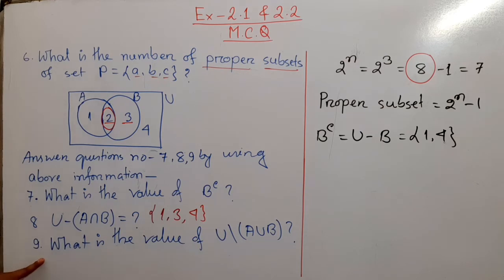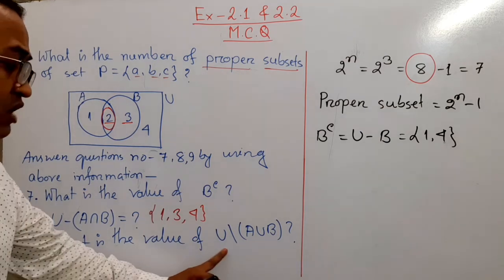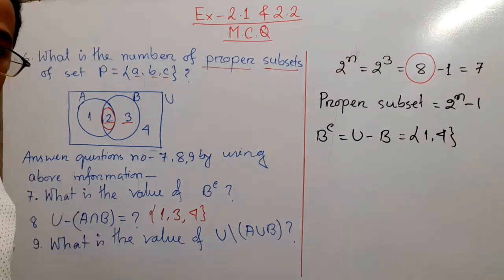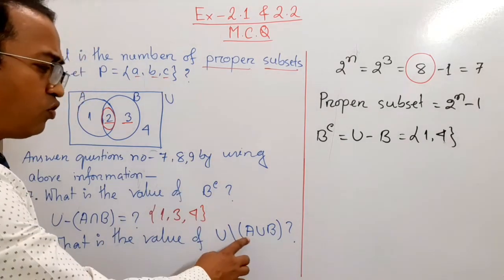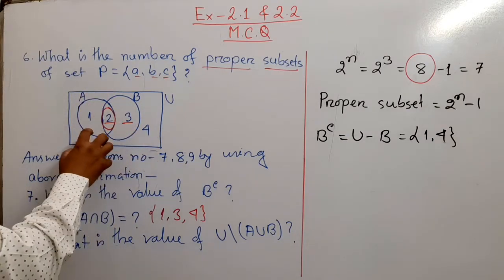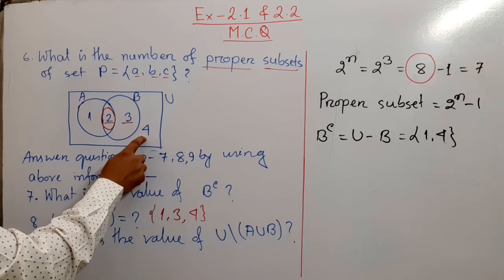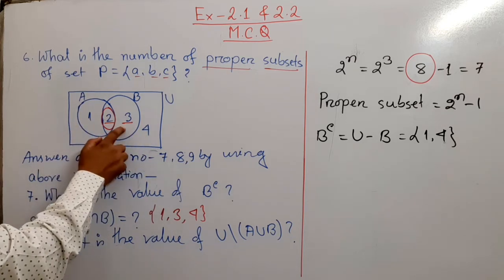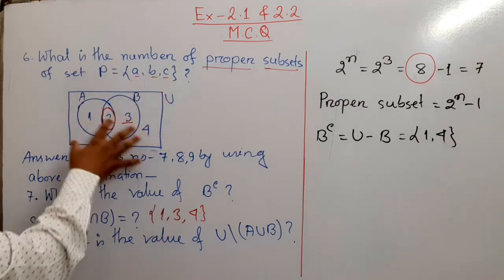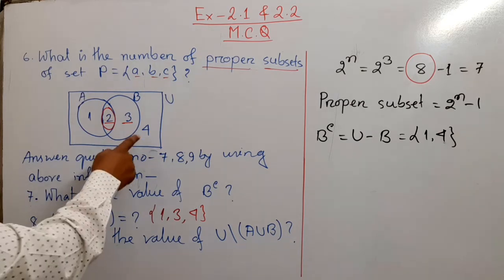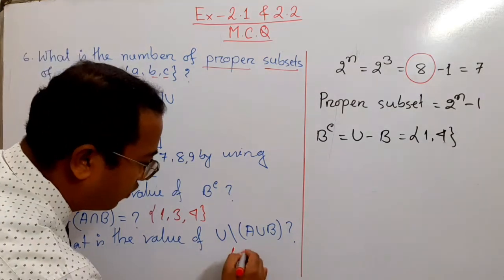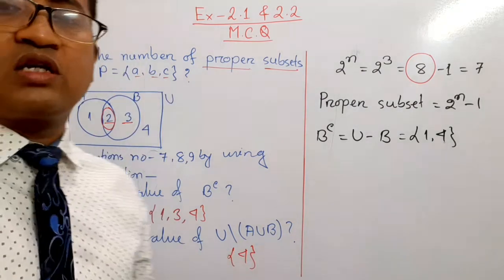Now question number 9: what is the value of U delete A union B? Here at first you should know what A union B is. A union B is all the elements except 4, because 4 is outside the sets, and 1, 2, 3 are A union B. Now if you subtract 1, 2, 3 from the whole universal set, it remains 4 only. So the answer of question number 9 is only 4. Hope that you have understood this very easily.